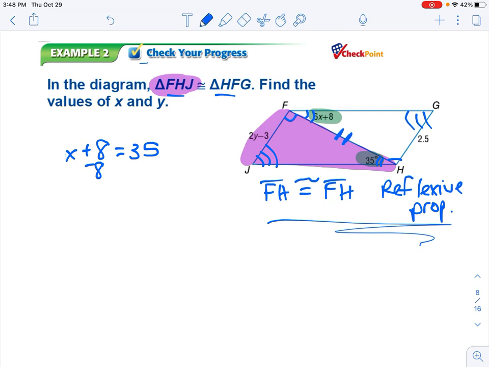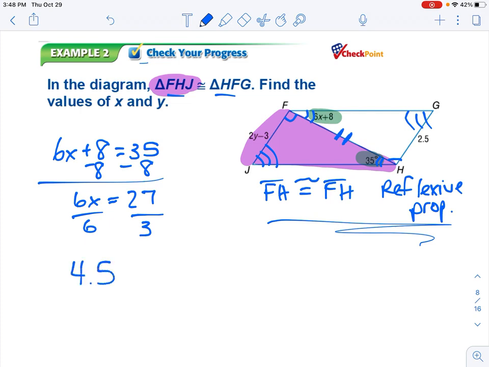Oopsie, 6x. Go ahead and subtract. 6x equals 27. This will get us a decimal of 4.5, I do believe. Yes. So x is going to equal 4.5. Then we can find our segment lengths.